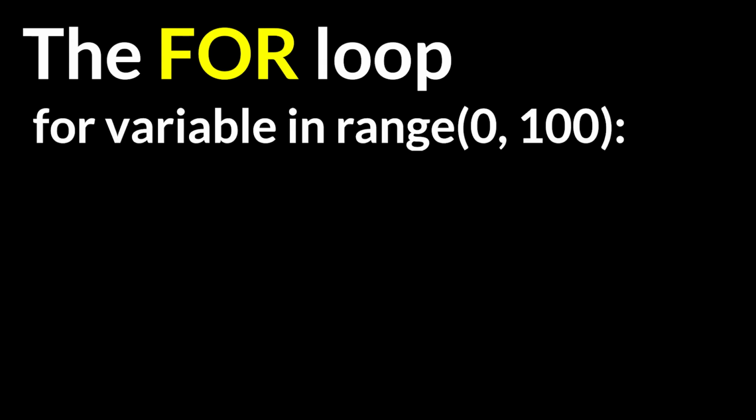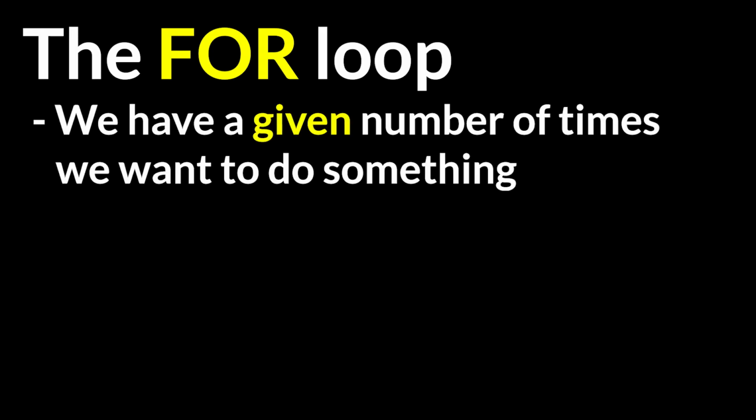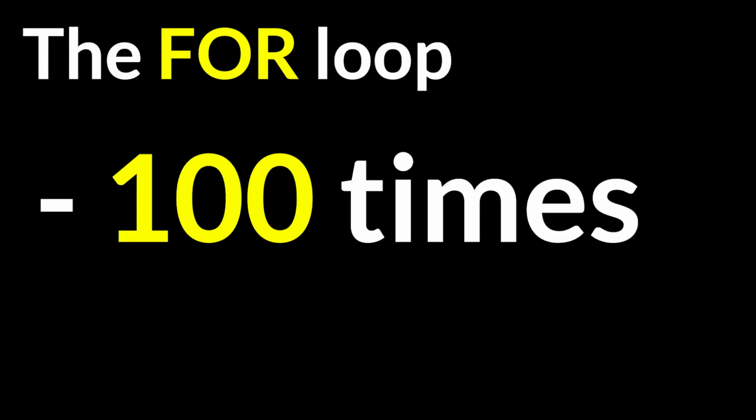In Python, there are two types of loops. There's the for loop and there's the while loop. The for loop runs a given number of times. As I said before, if we want to print hello to the screen 100 times, we could create a for loop and say for variable in range 0 to 100, print hello. This is a great place to use a for loop because we have a given set of times that we want to do something. In this case, we want to print hello 100 times. So we know how many times we want to do it, so we use a for loop.